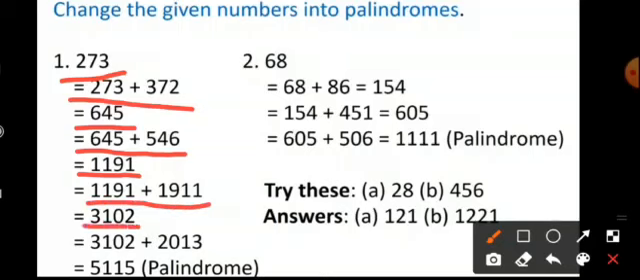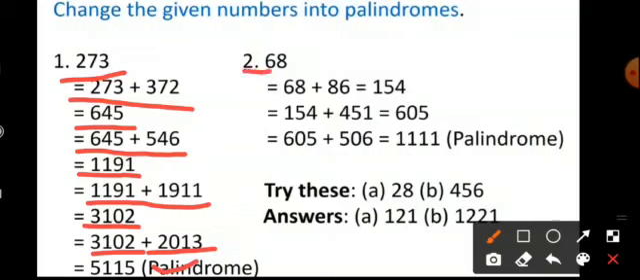Now 3102 is again not a special number, so reverse it, it will become 2013, and add this number to 3102. Now finally you will get 5115. This is a special number, because we can read it from right to left and it is 5115 only.